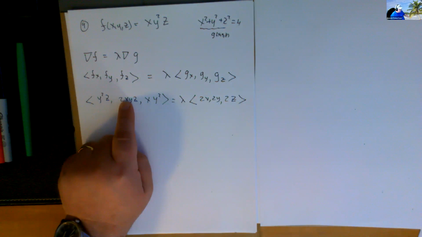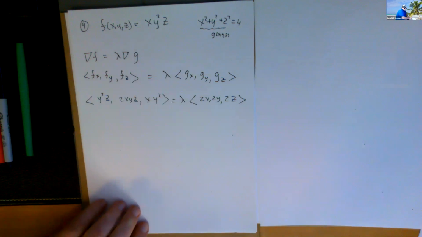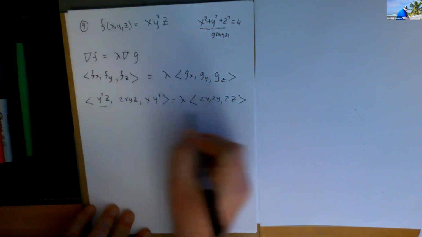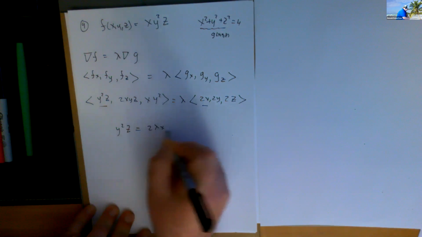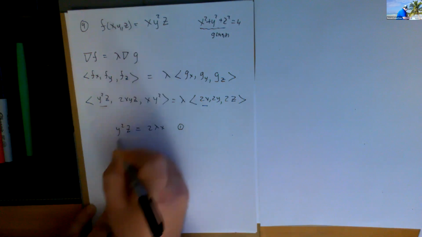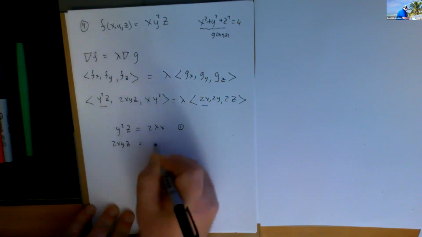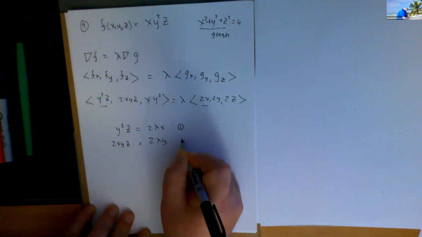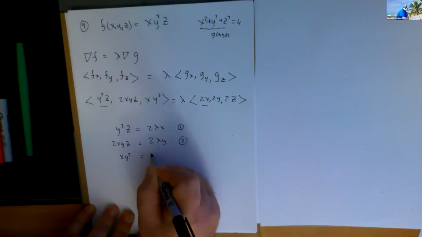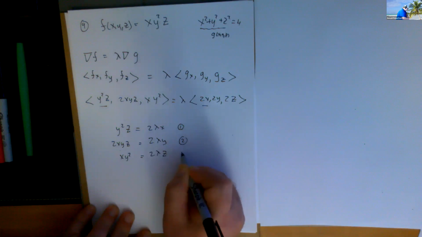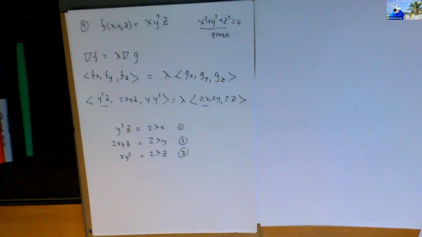The gradient of f equals lambda times the gradient of g. Now, when you match them up, the first will do the x's. So y squared z is going to be 2 lambda x, I'll call that equation 1. 2xyz is going to be 2 lambda y, I'll call that equation 2. And xy squared is equal to 2 lambda z, and I'm going to call that equation 3. So far, so good?